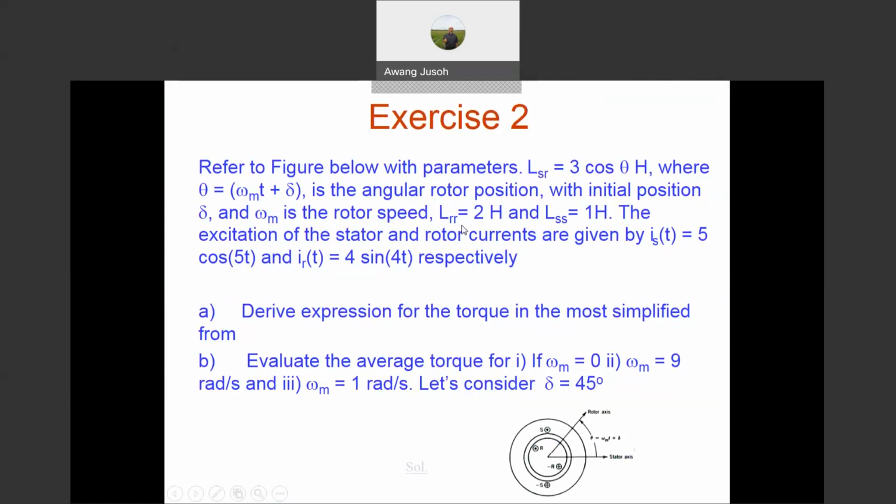They say here L_RR equals 2 Henry, L_SS equals 1 Henry, and we got L_SR equal to 3 cosine theta. That means in this case we have torque due to the mutual inductance. But in this case we have current: stator current equal to 5 cosine 5t, and rotor current i_R(t) equal to 4 sine 4t. That means we have two alternating current supplies for the stator and rotor with different waveforms.